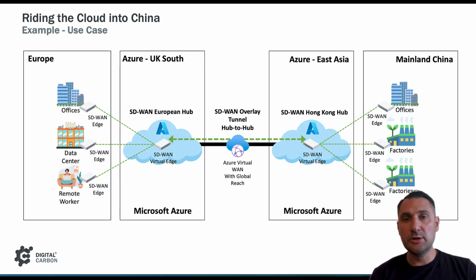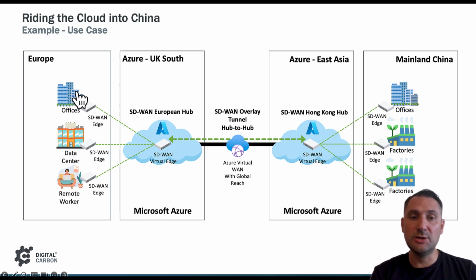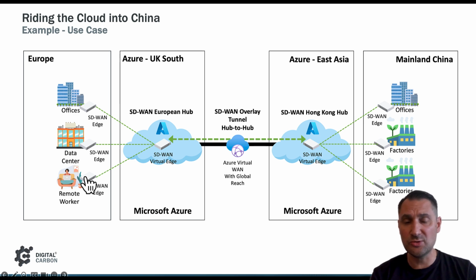So this is the use case we're going to actually explain how to configure and how to set up. For example, on the left hand side, we have our remote sites, which can be found in Europe, for example. These can be our offices, our data centers, or even our remote workers, who are working from home or a coffee shop. All of these locations, usually within the offices and the data centers, we have our physical SD-WAN edges installed. For our remote workers, if it's a home worker, we can also have a physical SD-WAN edge installed, but we are also able to install SD-WAN clients onto the endpoint devices.